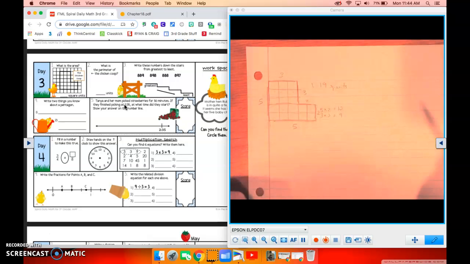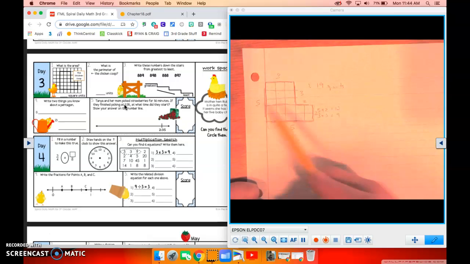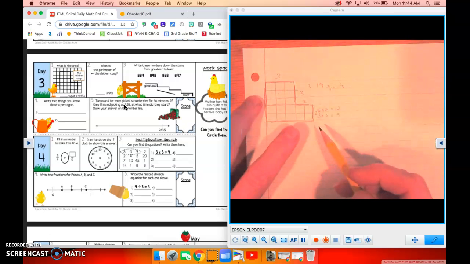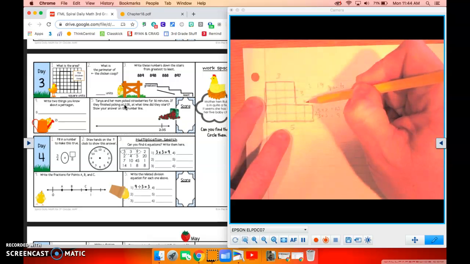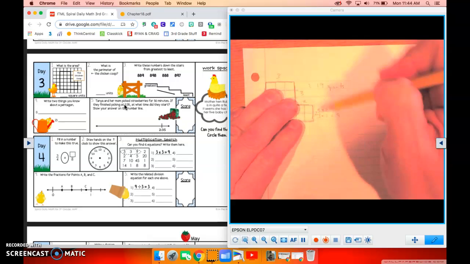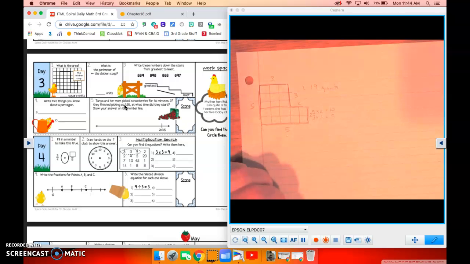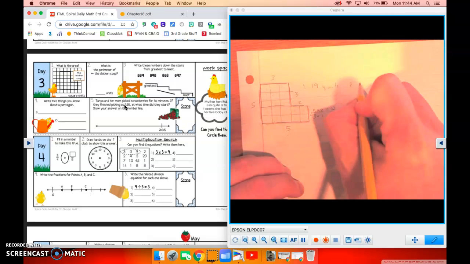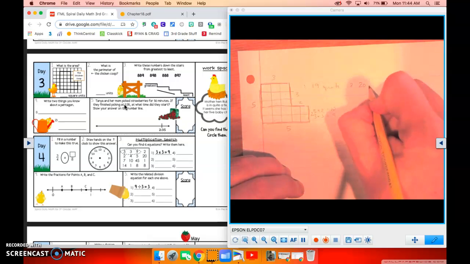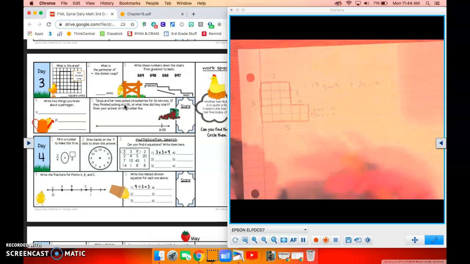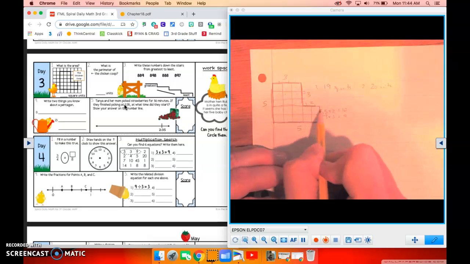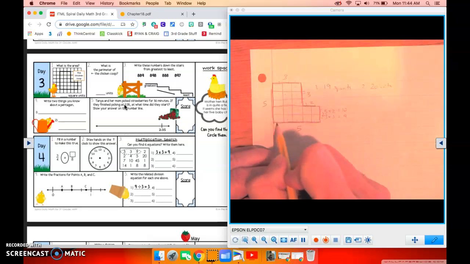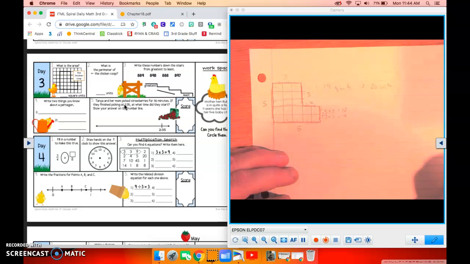So basically we add that up, right? So 5 plus 5 is 10. Okay. 2 plus 3 is 5, so that's 15. And 2 plus 3 is 5, so there's 20. So number 2, it is 20 units. You can also count them. 1, 2, 3, 4, 5, 6, 7, 8, 9, 10, 11, 12, 13, 14, 15, 16, 17, 18, 19, 20.